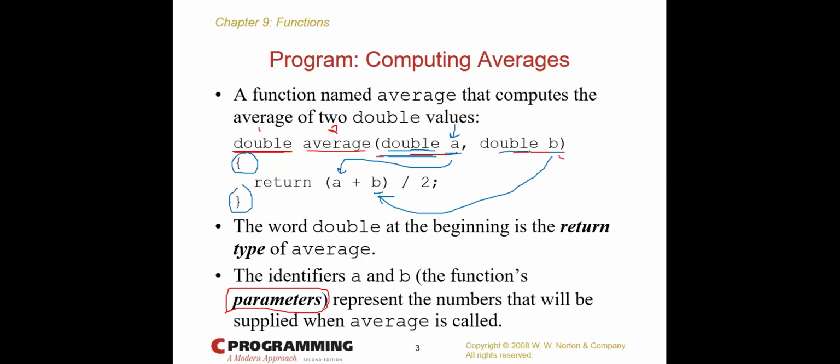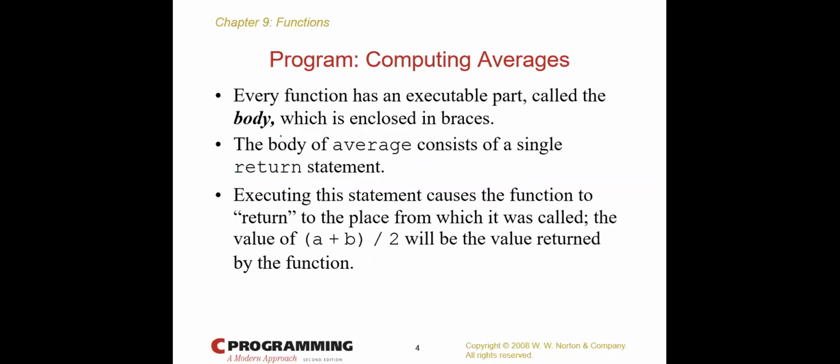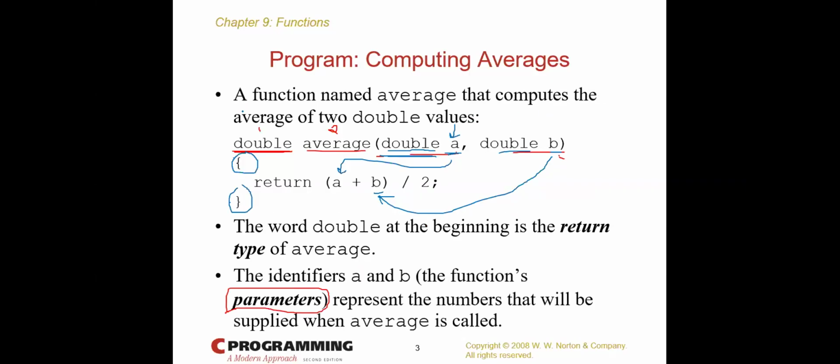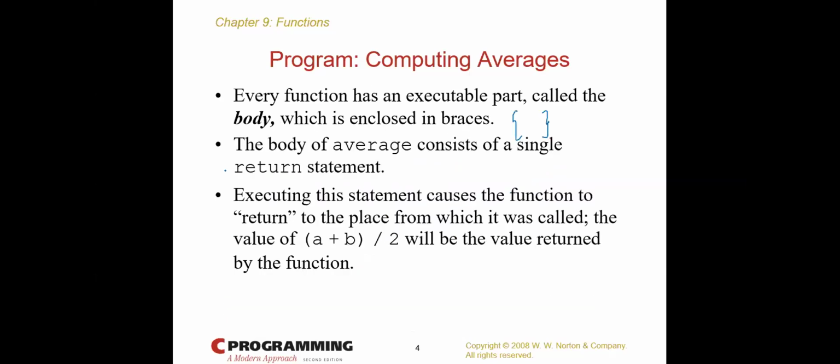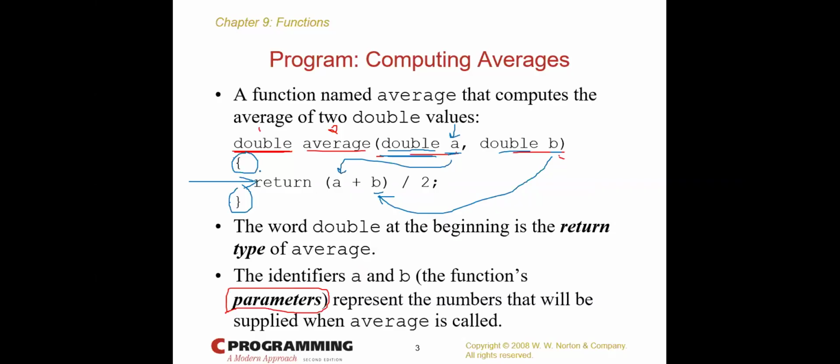And it also must be a double. Every function has an executable part called the body, and that body is enclosed in braces. So it has an executable part, a part that can be executed. The body of average consists of just one return statement. Look here, the body of our code is just this line, and this line actually is a return statement.